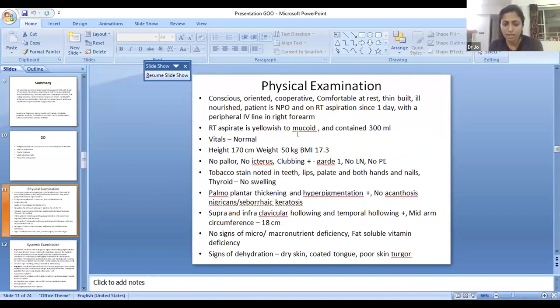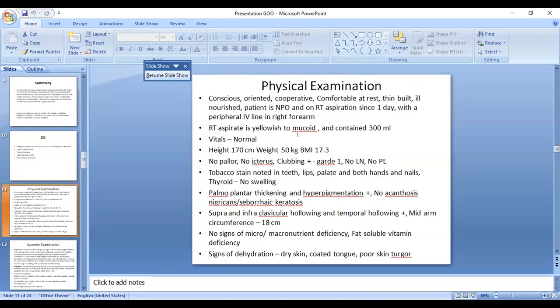There was mucoid RT aspirate, almost 300 ml. The BMI was low, 17.3. There were tobacco stains. There was a palpable lump over the abdomen. There was palmoplantar thickening and hyperpigmentation. So there's a thickening of the skin of the palms as well as the feet.